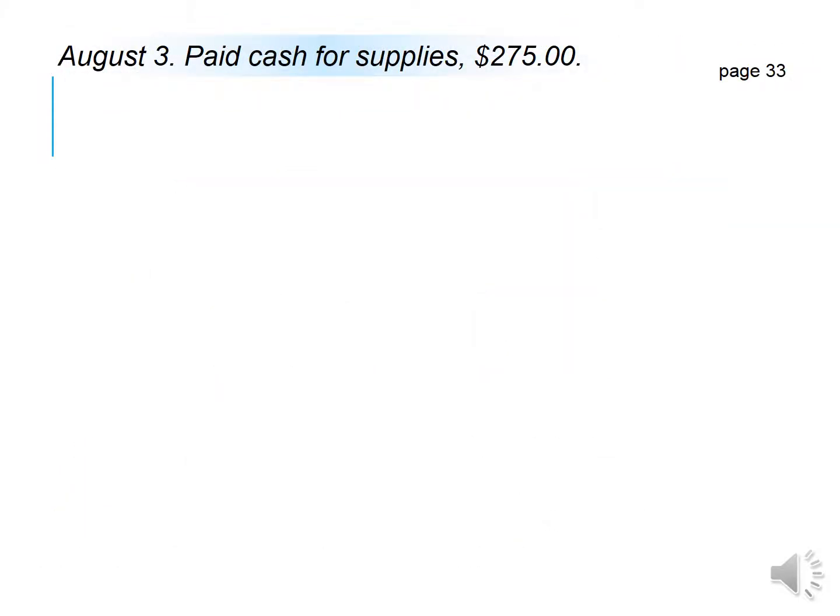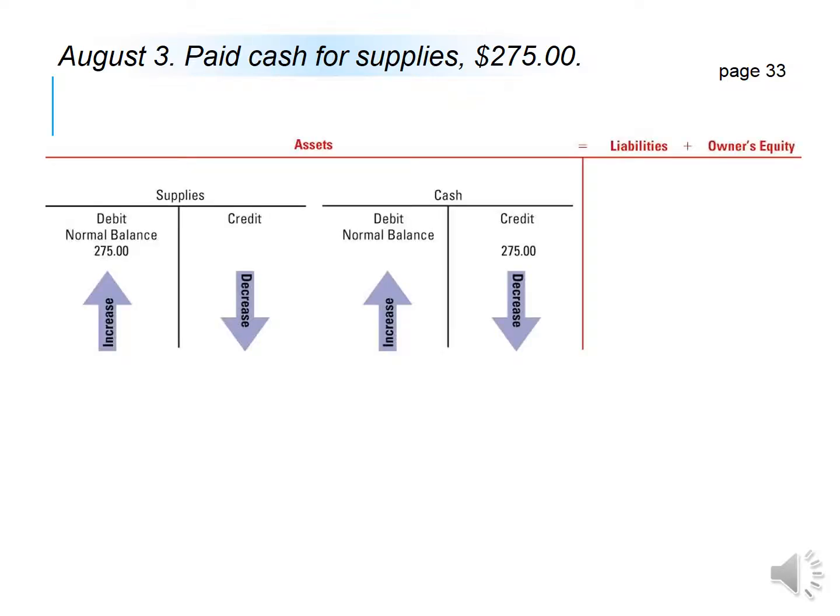August 3, paid cash for supplies, $275. Which accounts are affected? We know that we paid cash, so our cash account is affected. We bought supplies, so supplies is affected. Notice that both cash and supplies are assets, so only one side of the accounting equation is being affected, which means we have to have an increase and a decrease on the asset side. So our two accounts affected are supplies and cash.